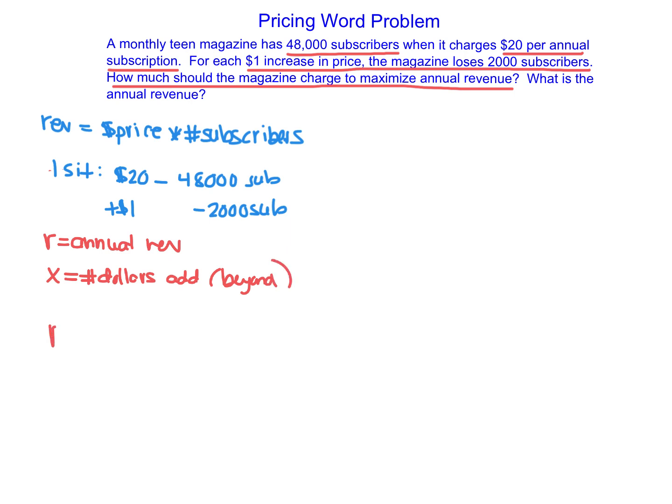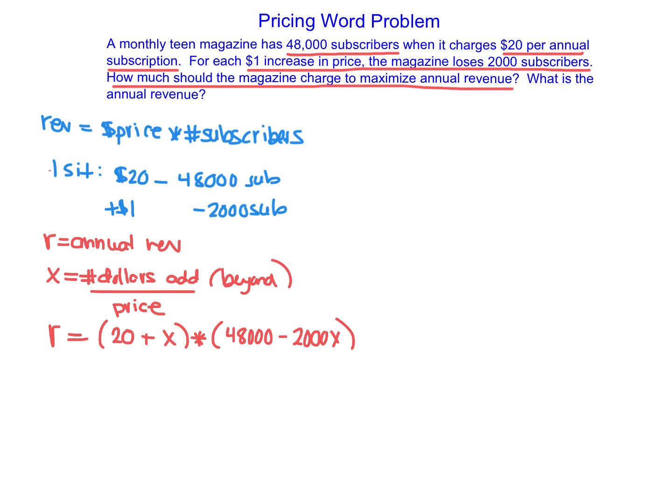So my revenue is calculated by taking my price, which is $20 plus some X value. So this is the price of my particular magazine, and it's $20 plus some value that I've decided to add on to it. Remember, X is the number of dollars that we've added on beyond 20. And it's 20 plus X times my number of subscribers, which is going to be 48,000 minus 2,000X, because remember, we're going to lose 2,000 subscribers for every $1 that we add beyond $20. So that's our equation here.